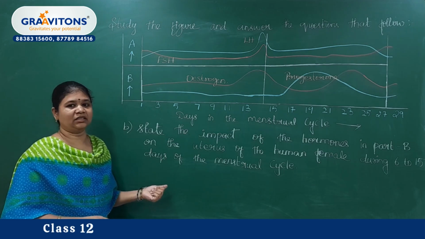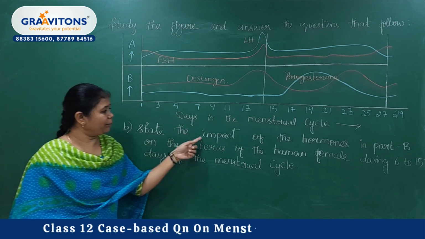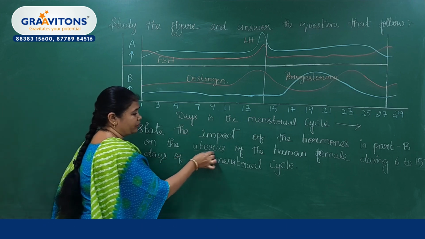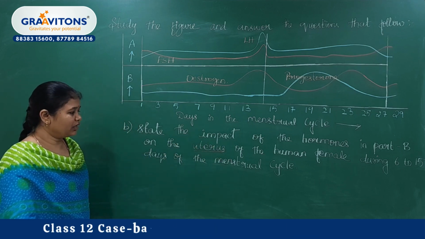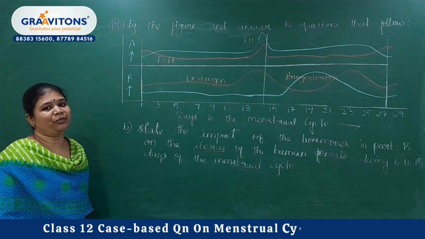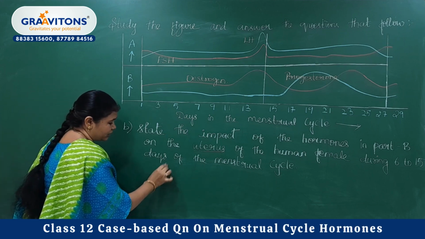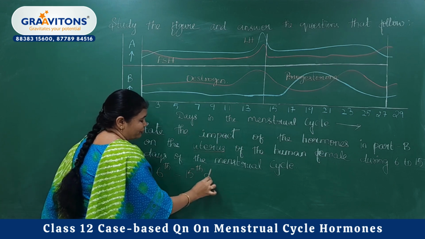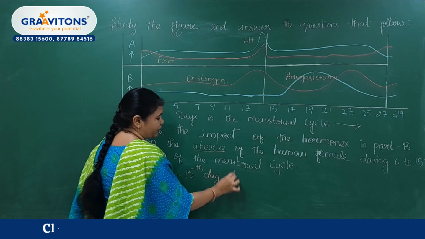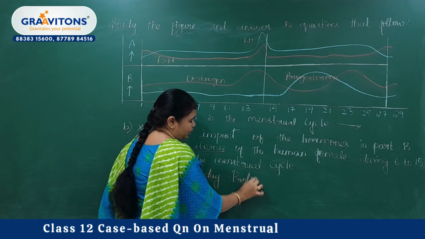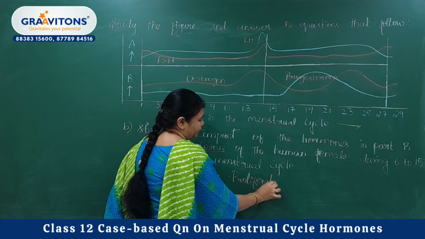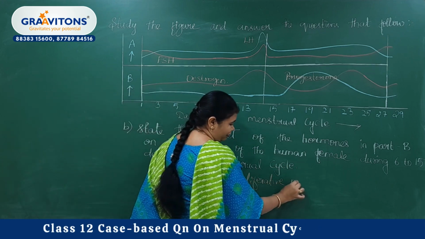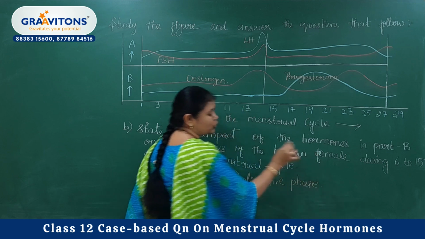Now the second question of the case study: state the impact of the hormones in part B on the uterus of the human female during 6th to 15th days of the menstrual cycle. So we are concerned from the 6th day to the 15th day of the menstrual cycle. This phase is the proliferative phase. So these days will be considered as the proliferative phase of the menstrual cycle.